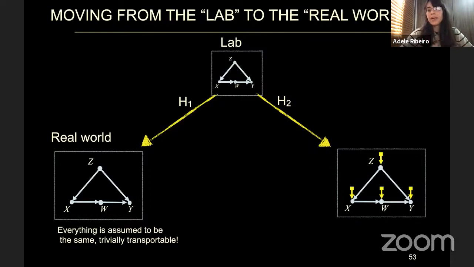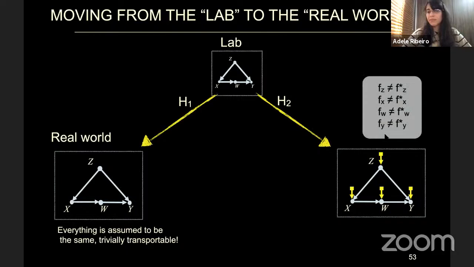If there is no similarity between the lab and the real world, or between the source and the target domain, you have to put this yellow arrow pointing at all variables. This is the nightmare scenario, the worst case scenario. In this case, all the functions are different. Even if you have differences in the distribution of the variables, you also have to add the yellow arrow pointing to the variable. So if this is the case, then nothing is transportable, right? But usually this is not the case.